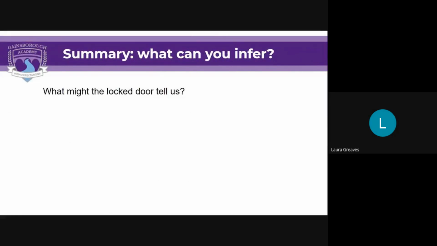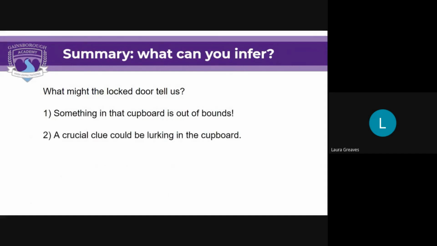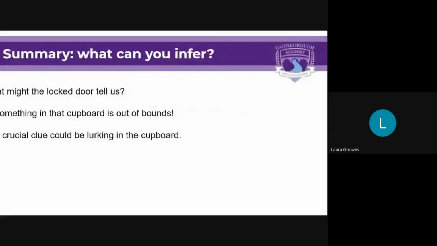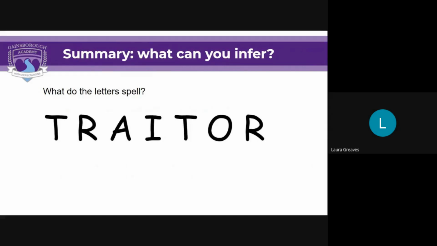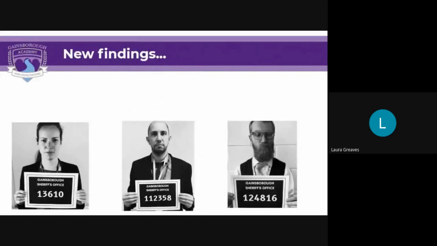What might the locked door tell us? Something in that cupboard is definitely out of bounds. A crucial clue could be lurking in that cupboard. And finally, what do the letters spell? If you guessed it said traitor, you'd be absolutely right.